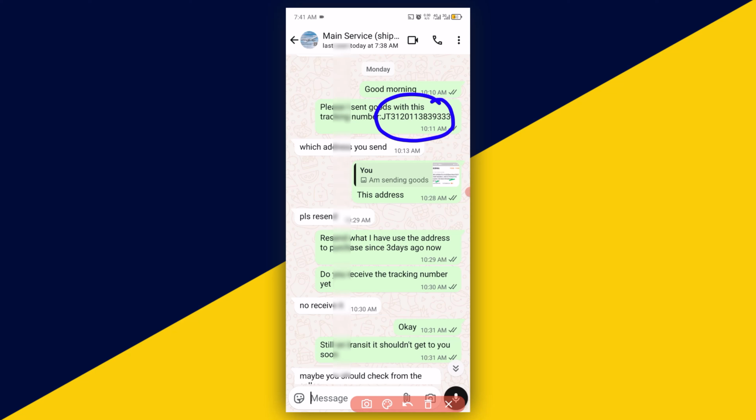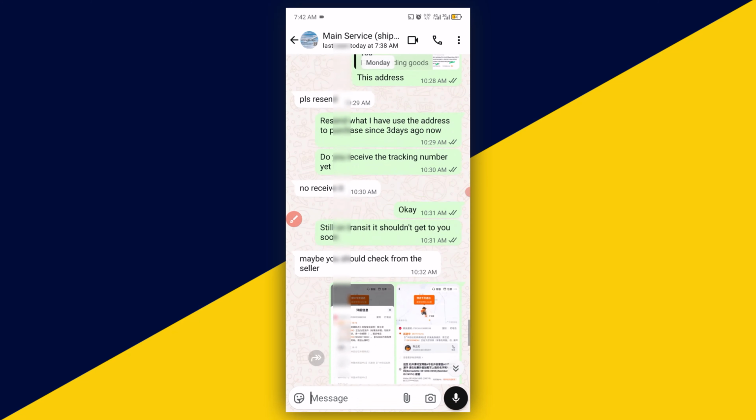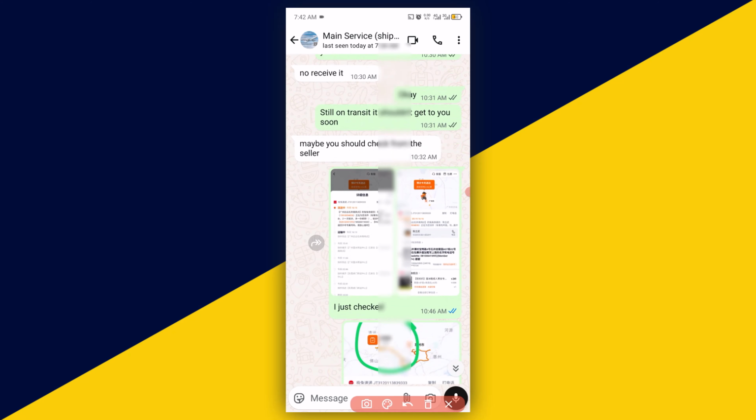When you send something to your shipping company's address in China, always communicate with them using the tracking number, and they will tell you if they have actually received the product. You can see right here that they say no receiving. It simply means that the product has not yet reached their warehouse address in China. Then I continue my conversation with them. I show them the proof right here that the product is still in transit, just like what you see right here. Now, this is where the product was received by them, and I marked it with green right here.